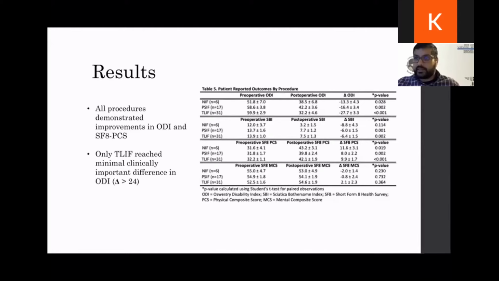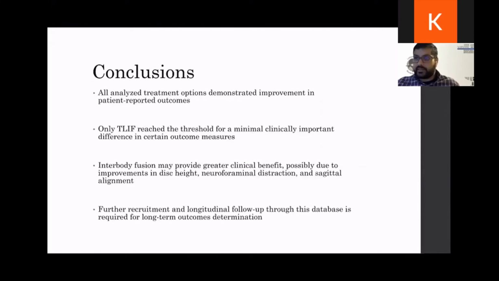In conclusion, all of our analyzed treatment options demonstrated improvement in patient-reported outcomes. However, only TLIF reached the threshold for a minimal clinically important difference in certain outcome measures. This means that interbody fusion may provide greater clinical benefit, possibly due to improvements in disc height, neuroforaminal distraction, and sagittal alignment. However, further recruitment and longitudinal follow-up through our database is required to determine any long-term outcomes.